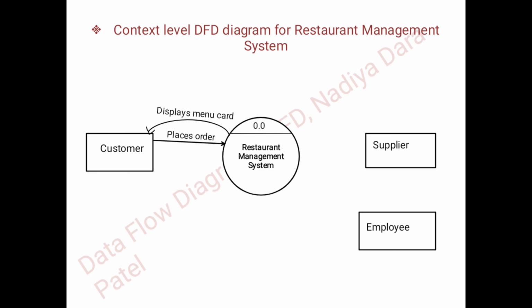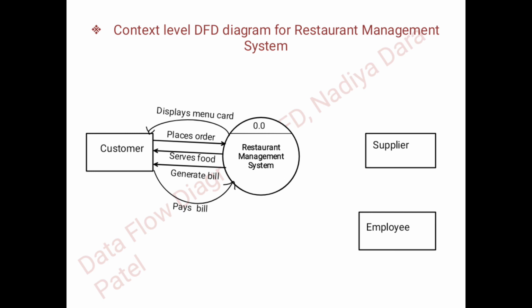Next, the customer is going to place the order. Restaurant is going to serve the food. After it serves the food, the customer will have the food and the restaurant will generate the bill. And finally, the customer is going to pay the bill back to the restaurant. Now, one side of the DFD is completed.